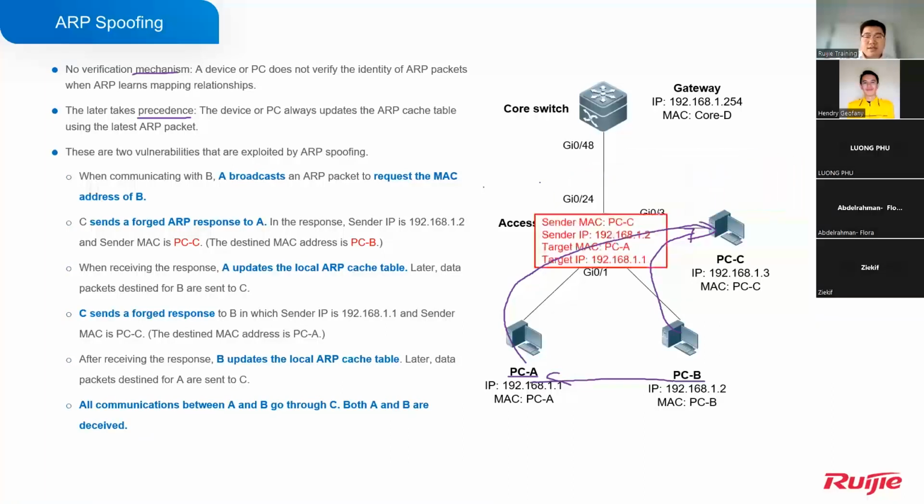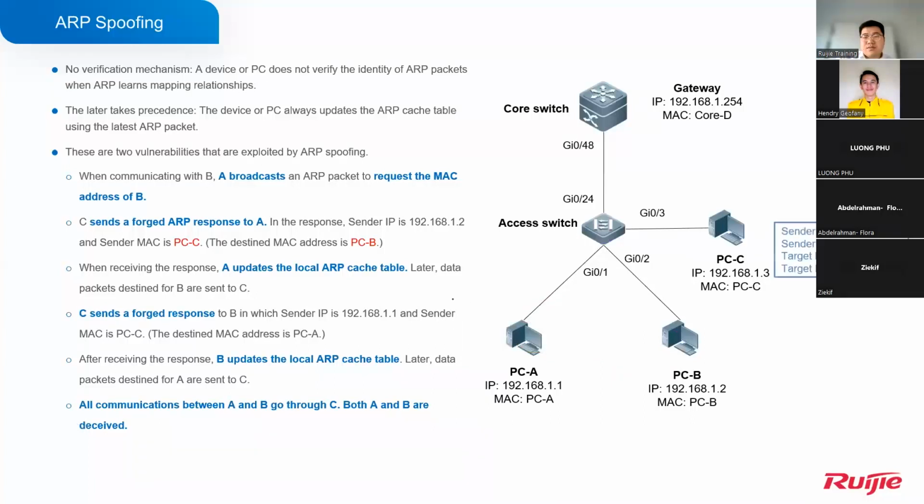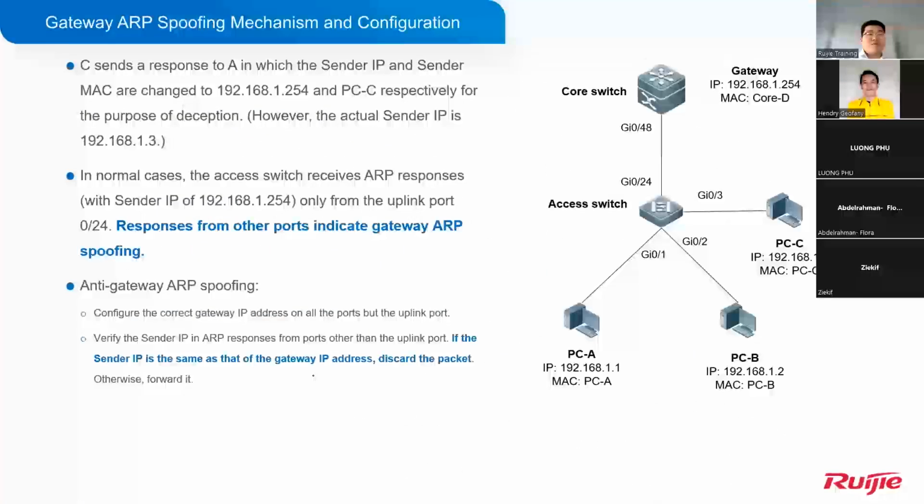Okay, and you can see here the packet. Just like what we said, the traffic between A and B will be monitored by PCC, and can even be rejected by PCC. Okay, this is about the principle of ARP spoofing.